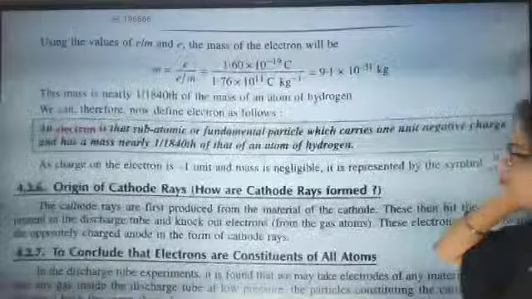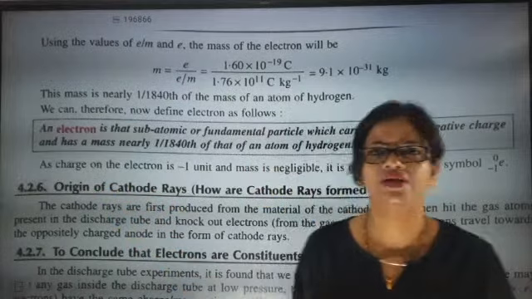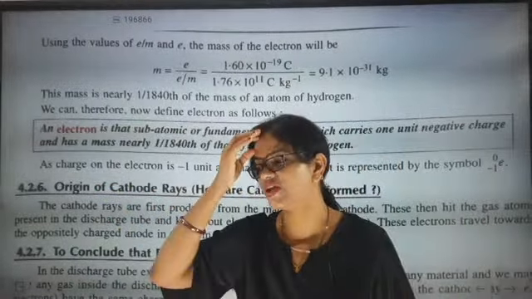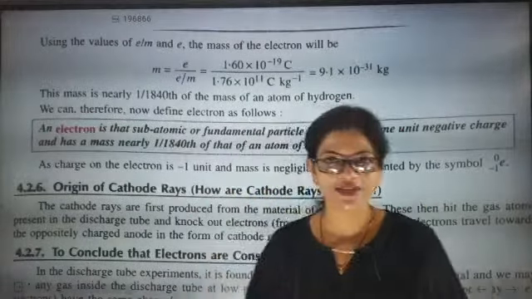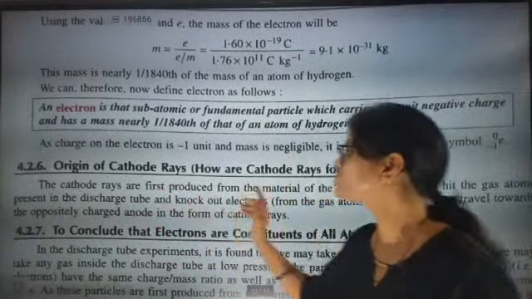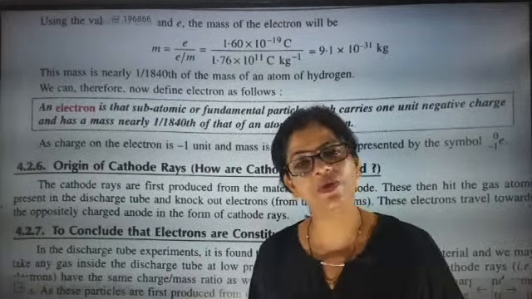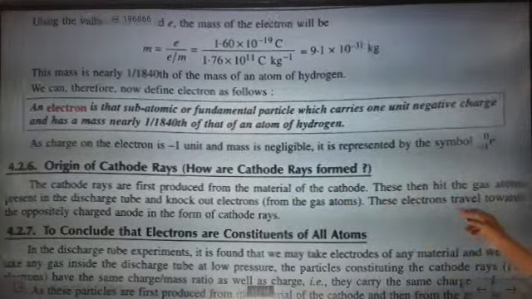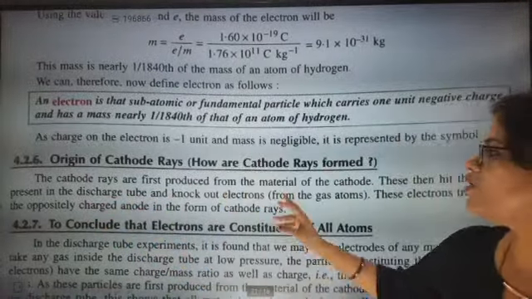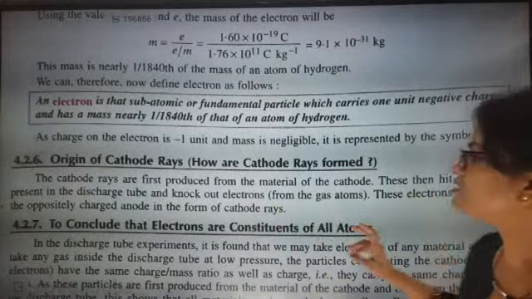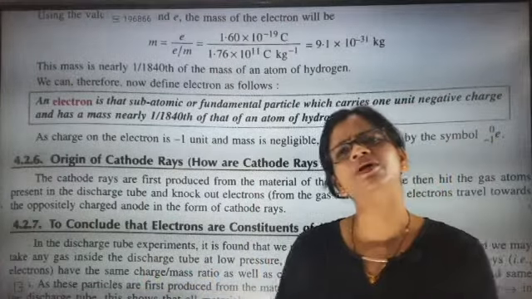Now we have to understand exactly the origin of cathode rays, because negatively charged rays were called cathode rays. The cathode rays are first produced from the material of the cathode. We have already known about it, we saw the experiment. These then hit the gas atoms present in the discharge tube and knock out the electrons. These electrons travel towards the oppositely charged anode in the form of cathode rays. This was the experiment we have seen.